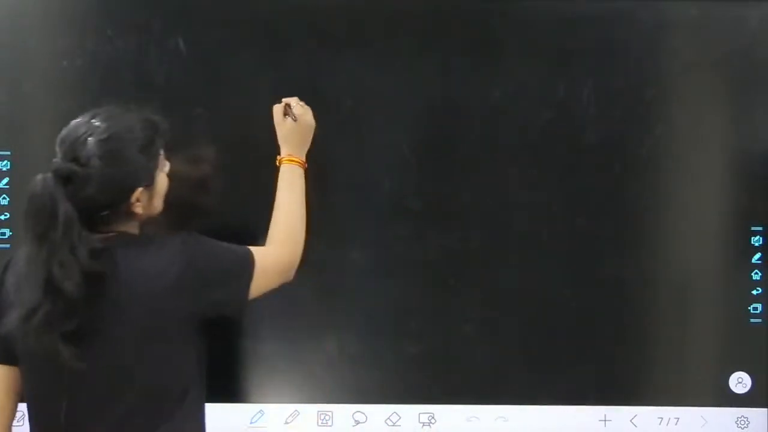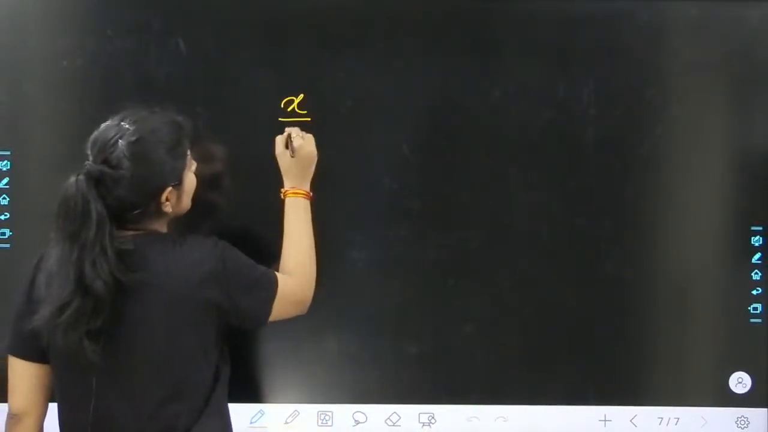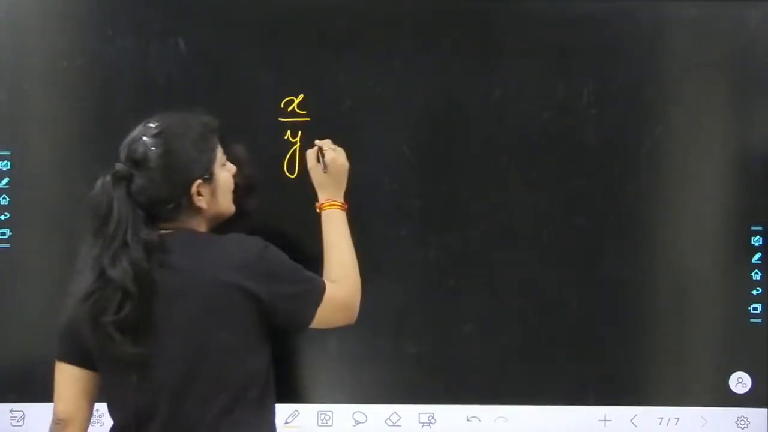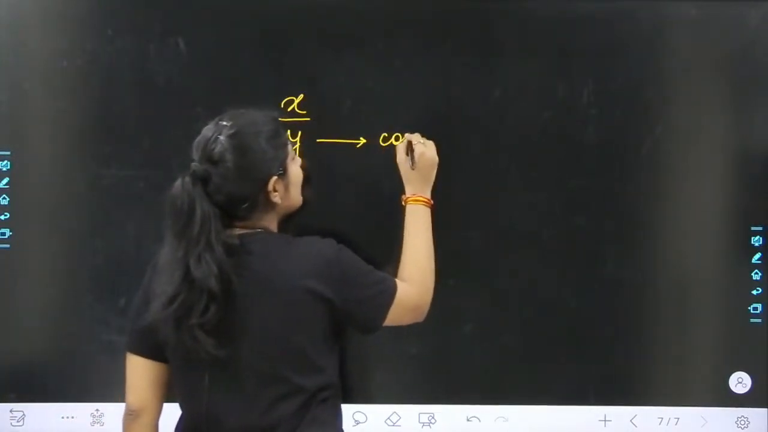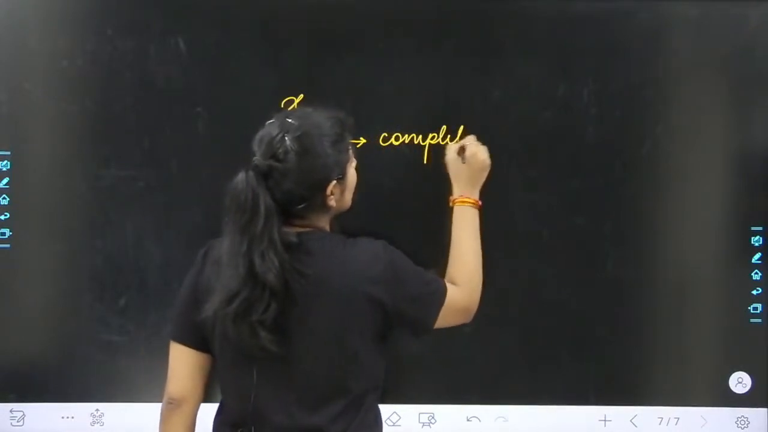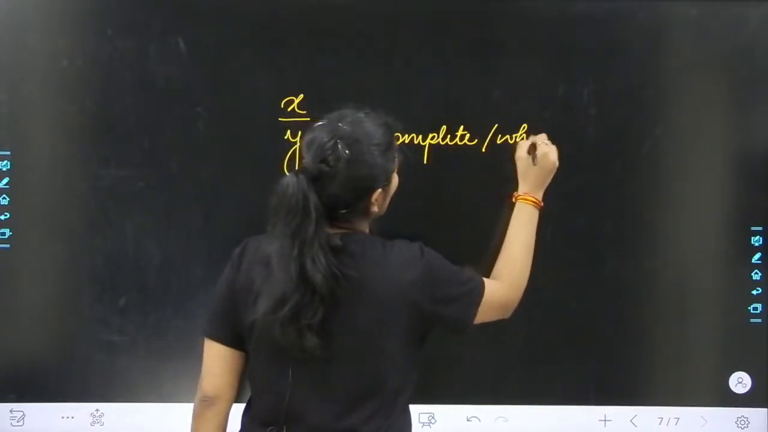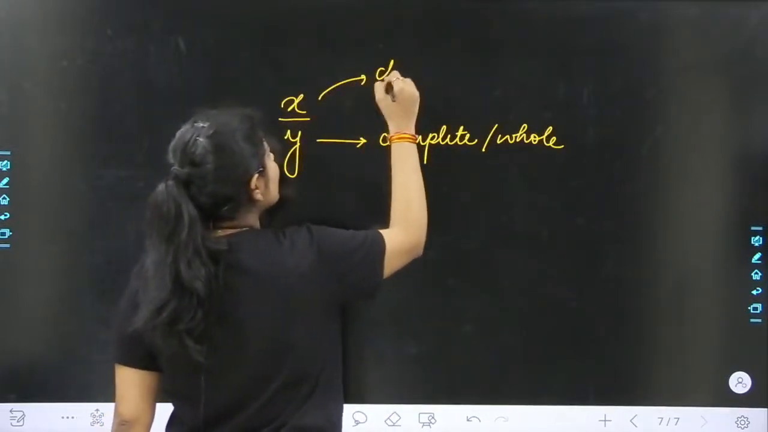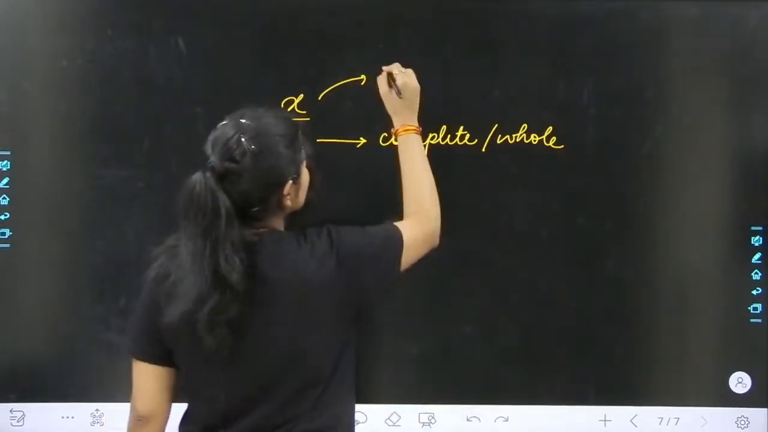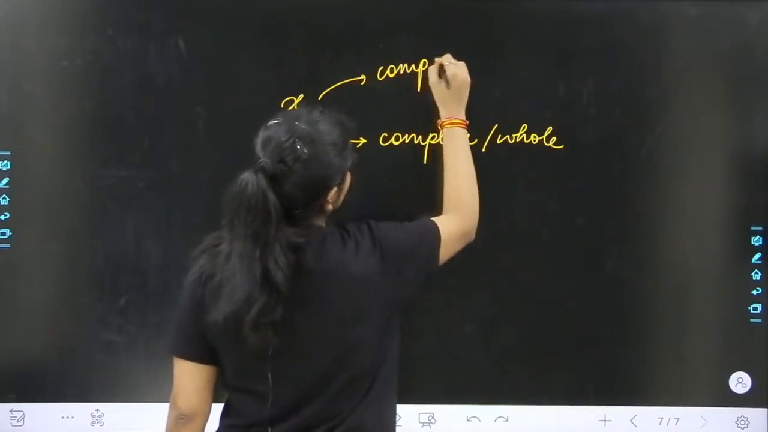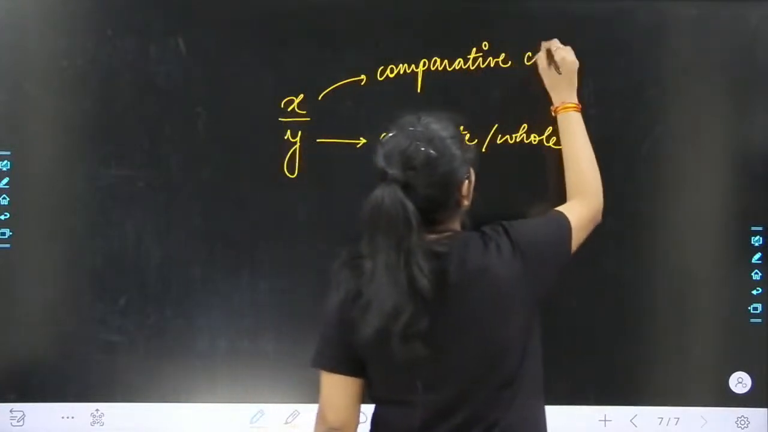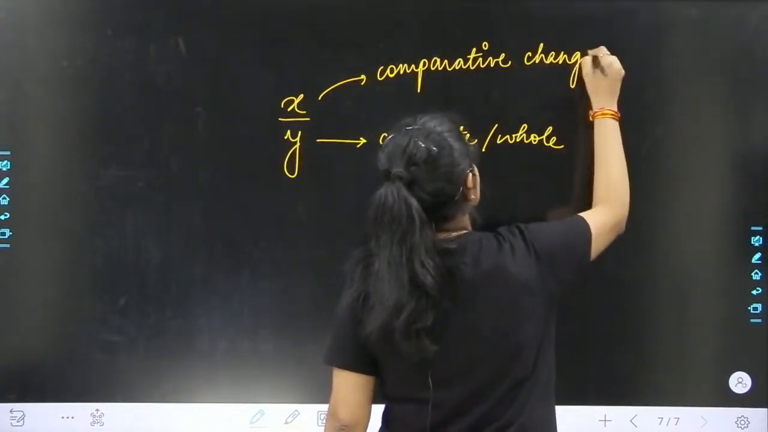Whenever we are talking about fractions like x by y, this denominator value shows the complete or whole value, and this numerator value shows me the comparative change.